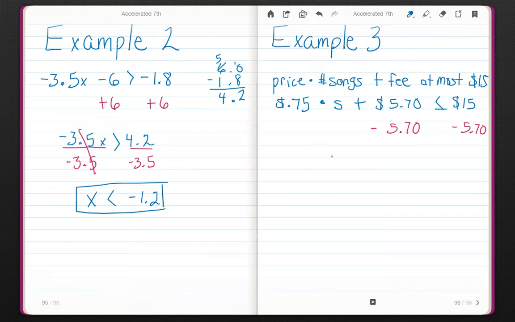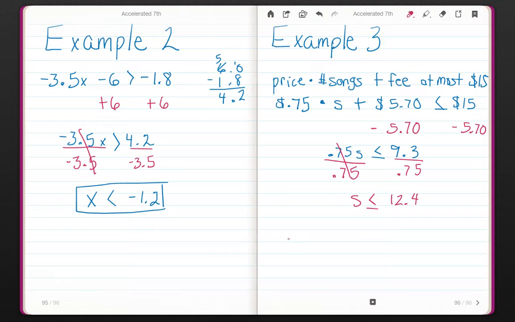And I am left with 0.75S is less than or equal to $9.30, or 9.3. Divide both sides by 0.75. So S is less than or equal to 12.4. Well, I cannot download 4/10 of a song.